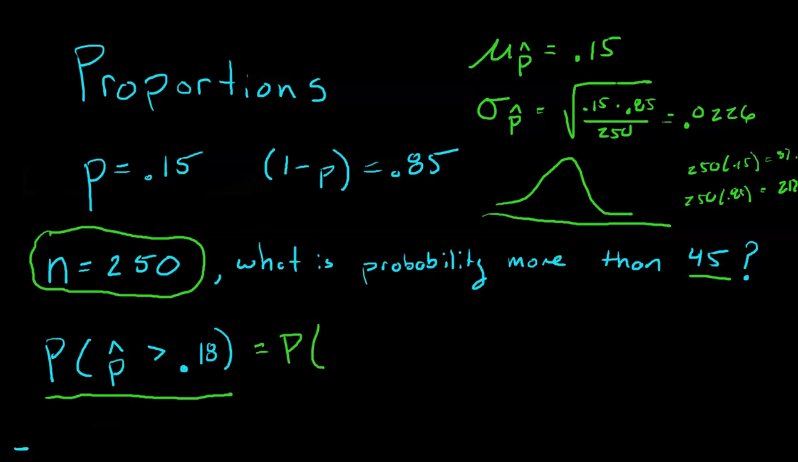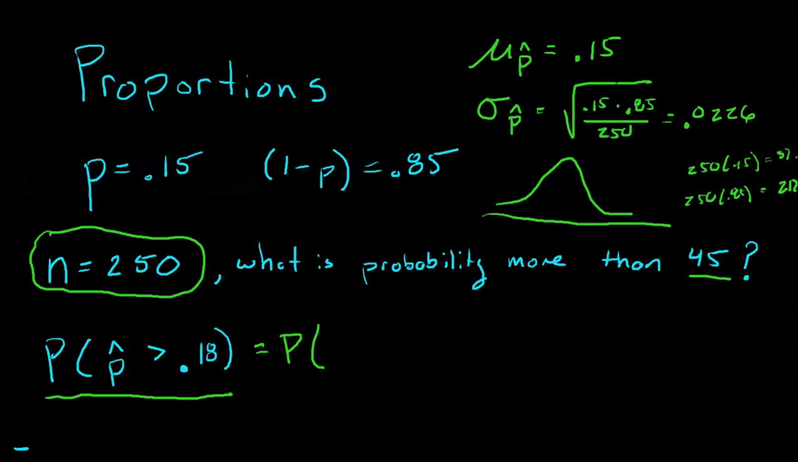Well, since I'm using a normal model, I need a z-score. Z-scores could be used in any distribution in the entire world. You don't even have to be normal to use z-scores. But if I'm going to answer this question either with a z-table based on a normal model, or with normal CDF on my calculator, I need to use the z-score. So the first thing I'm going to do is find the z-score for 0.18.